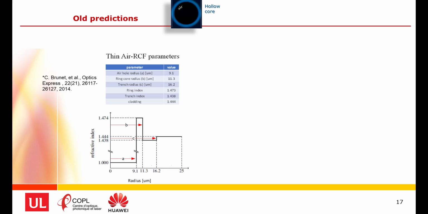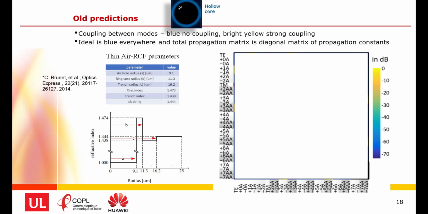So in order to be able to compare with previous results in the literature, we take a fiber that was actually designed in my lab, which has an air core and a ring-guided section of the fiber. And previous results, they would make a matrix for the coupling coefficients. So on the left and the bottom, we have all the modes that are supported. The A is the aligned, the AA is the anti-aligned. And you can see the scale in dB.